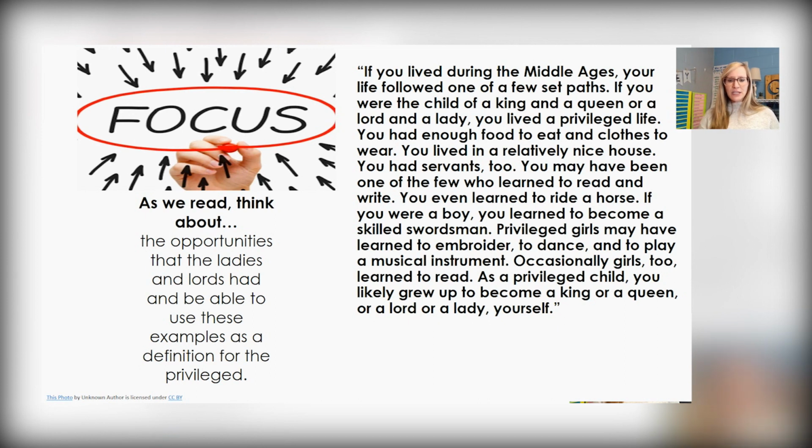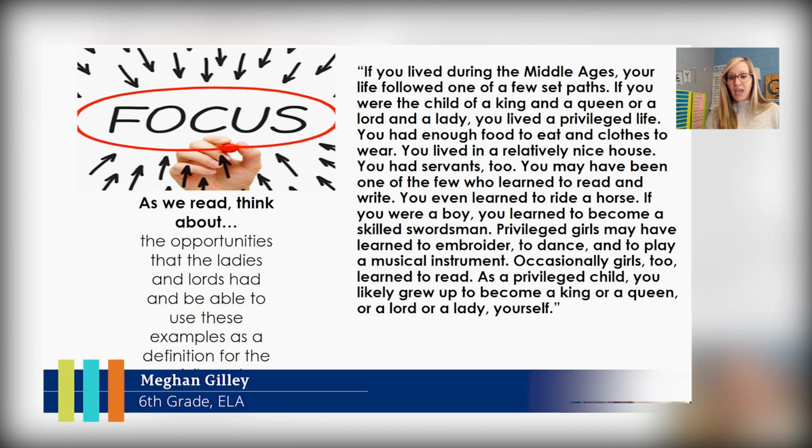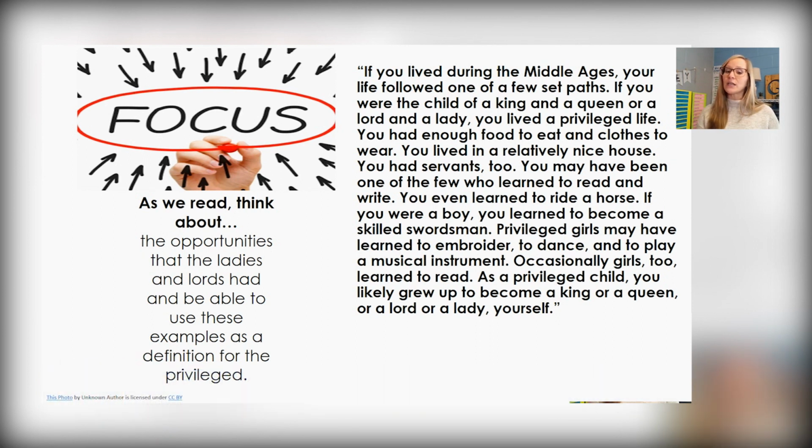If you lived during the Middle Ages, your life followed one of a few set paths. If you were the child of a king and a queen, or a lord and a lady, you lived a privileged life. You had enough food to eat and clothes to wear. You lived in a relatively nice house. You had servants too. You may have been one of the few who learned to read and write. You even learned to ride a horse. If you were a boy, you learned to become a skilled swordsman. Privileged girls may have learned to embroider, to dance, and to play a musical instrument. Occasionally, girls too learned to read.